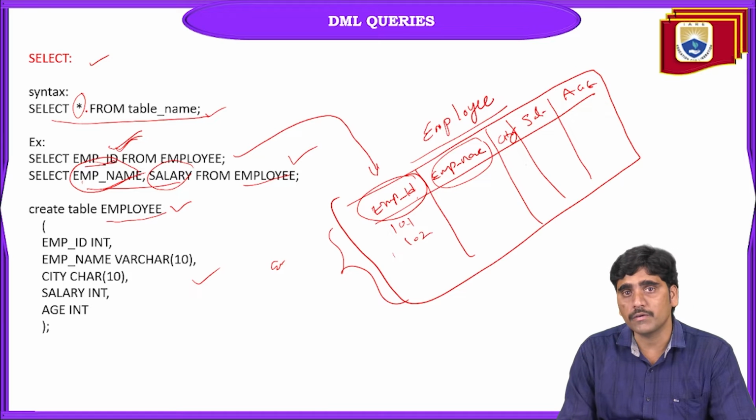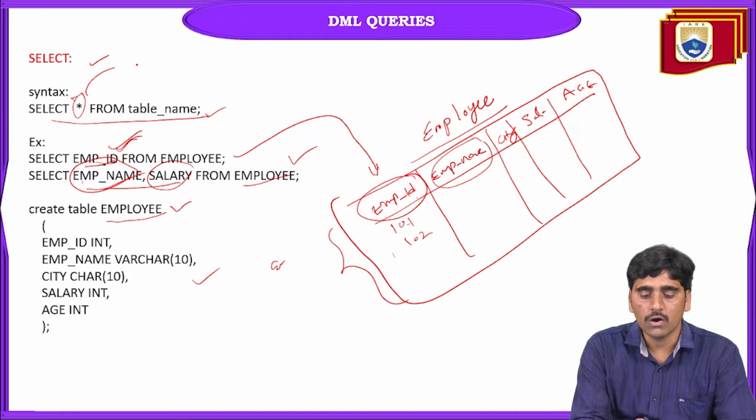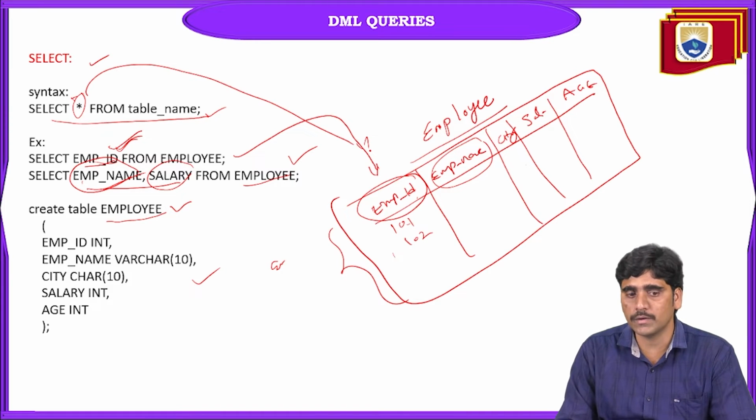Like that, select star, where star indicates all the fields you are going to display, then star from table name. So you can perform select operation on 2 bases. One is indicating the columns which you want to display, and the second is indicating all the columns from the table. All the columns means you have to mention the star operator. Particular columns means you have to mention those particular columns. This is the way the select operation can be performed.